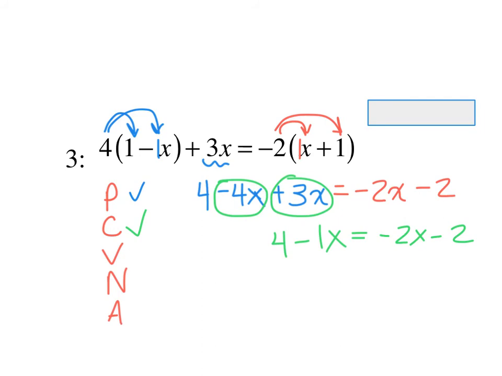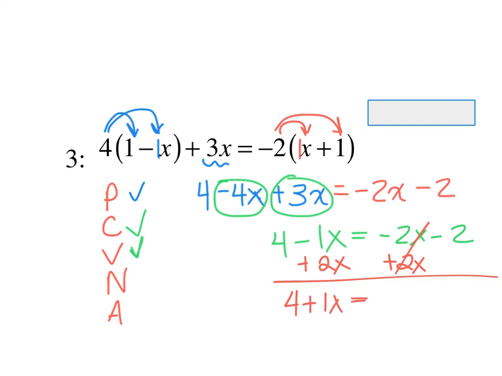My next step is to move my variables to the left-hand side so that -2x becomes a +2x. My -2x's cancel. So I'm left with 4, and then -1x plus 2x, when I combine them, is a +1x. And that's equal to -2.